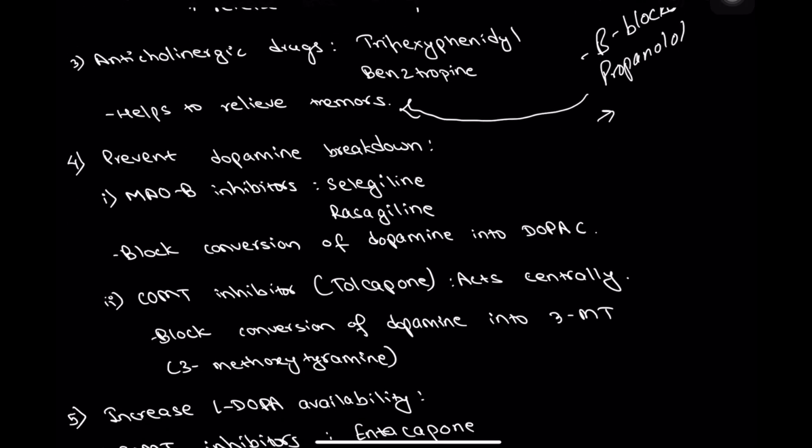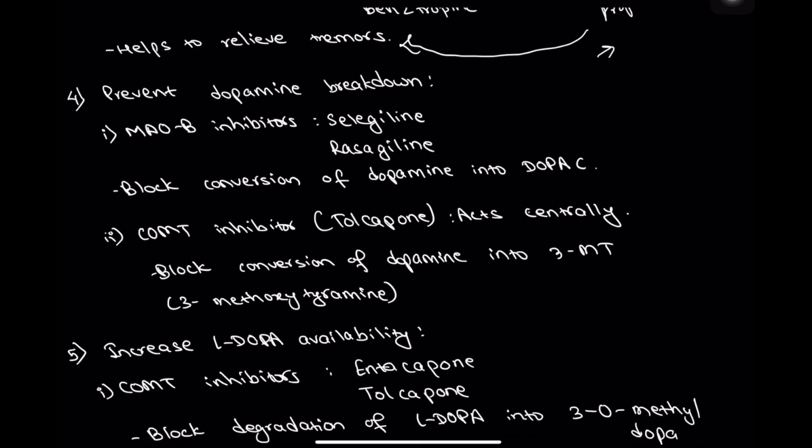Next are the drugs which prevent dopamine breakdown. First one is monoamine oxidase type B inhibitors. They are selegiline and rasagiline. They block the conversion of dopamine to DOPAC centrally. And next is COMT inhibitors. COMT inhibitor drugs can act only peripherally or can act centrally and peripherally. Tolcapone is a drug which acts peripherally and centrally also. It blocks the conversion of dopamine into 3-methoxytyramine.